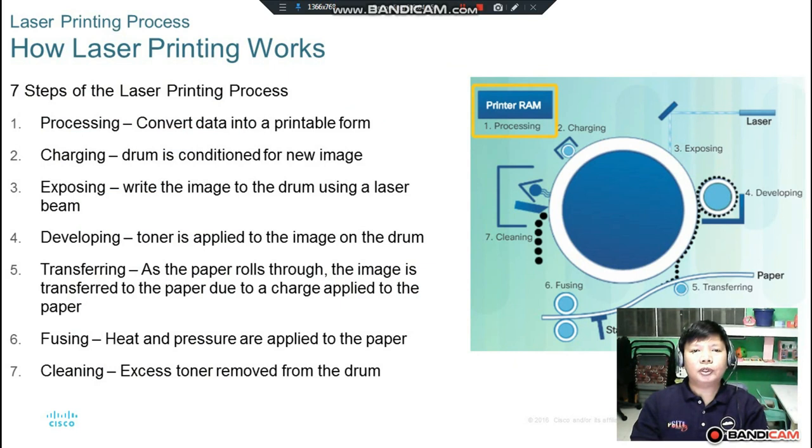How does a laser printer work? The seven steps of the laser printing process. 1. Processing: convert data into a printable form. 2. Charging: the drum is conditioned for a new image. 3. Exposing: write the image to the drum using a laser beam.